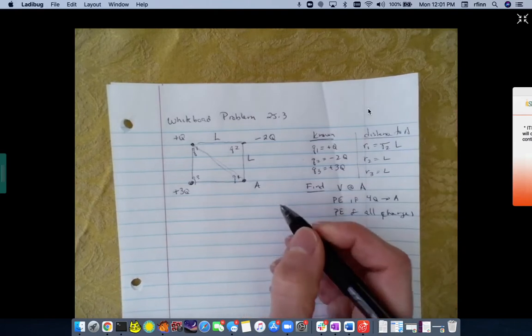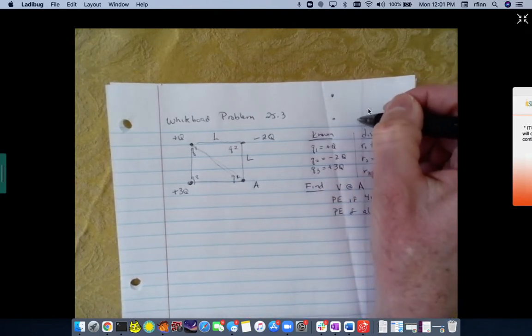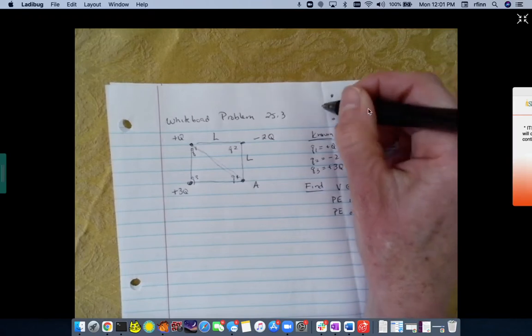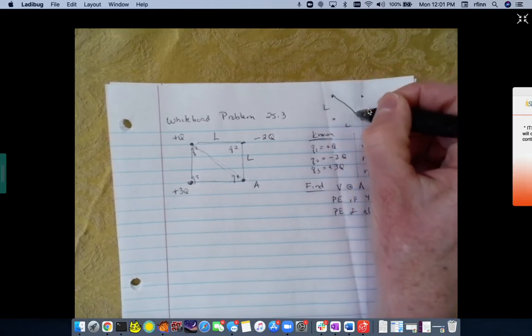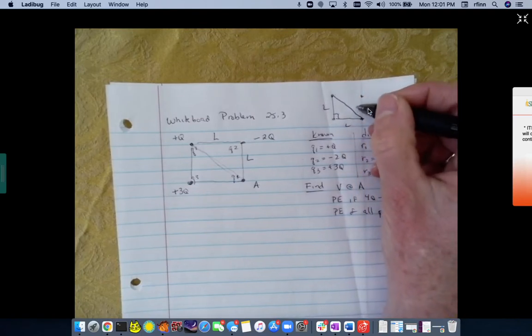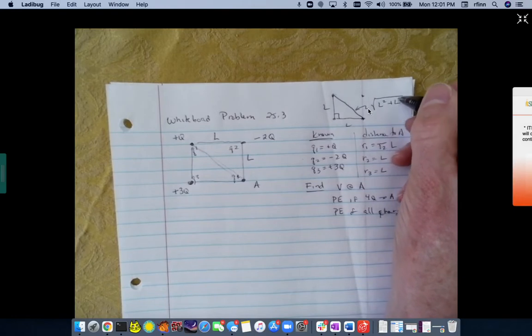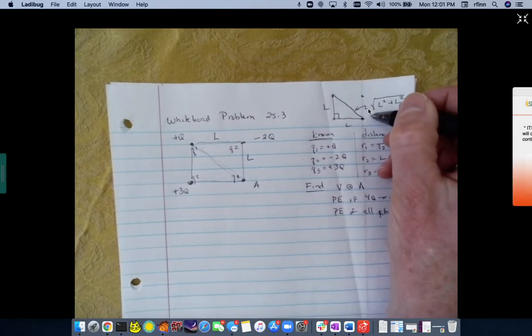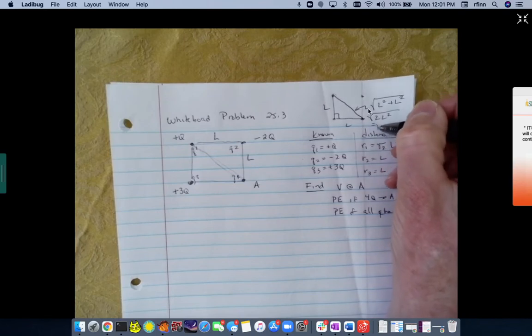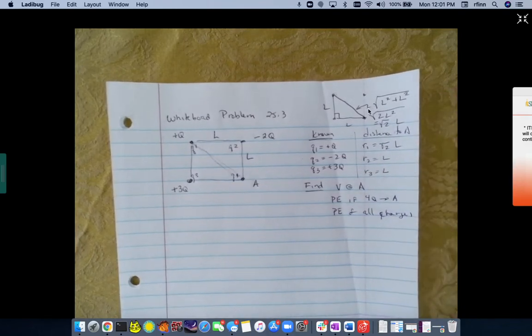And just in case I went too fast on that, if we have a square and each side is L, and I want to know what the diagonal is, we can use the Pythagorean theorem. This would be the square root of L squared plus L squared, which is the square root of 2L squared, which is equal to the square root of 2 times L. Just in case that went too fast.